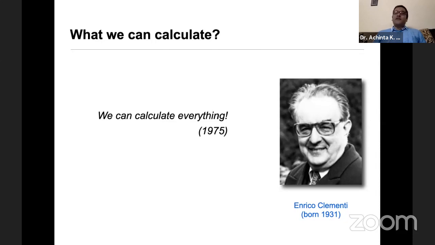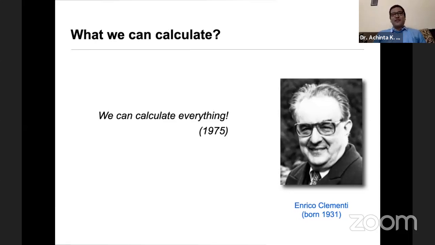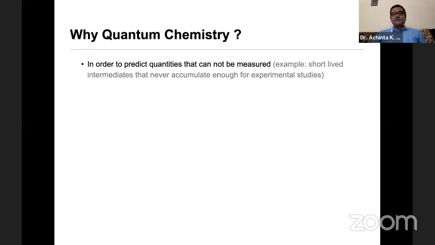No, we cannot calculate everything. Even almost 45 years after his statement, we still cannot calculate everything, and everything cannot actually be calculated. But remember, even if we cannot calculate everything, we can calculate a lot of things. So what can we calculate? We can calculate quantities that cannot be measured. If you have an intermediate which is very short-lived, so that it immediately gets converted, or you cannot get enough amount to measure it, you can predict its properties by doing computations.